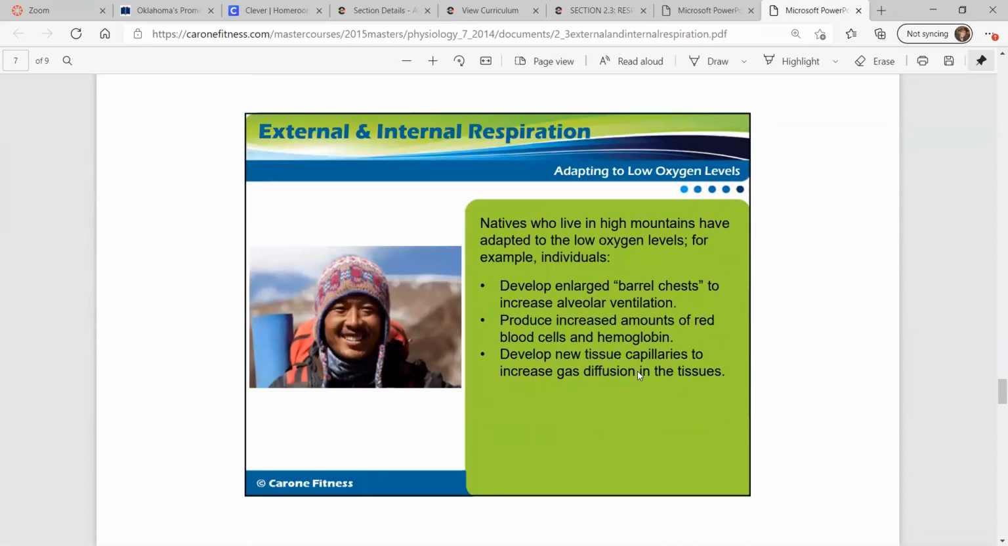Natives who live in high mountains have adapted to the low oxygen levels. For example, individuals develop enlarged barrel chests to increase alveolar ventilation, produce increased amounts of red blood cells and hemoglobin, and develop new tissue capillaries to increase gas diffusion in the tissues.